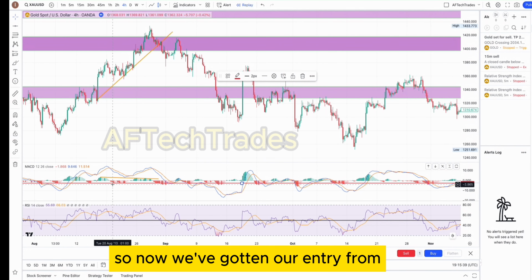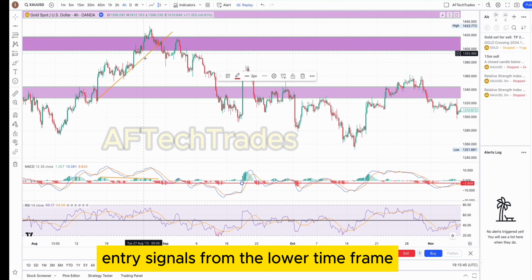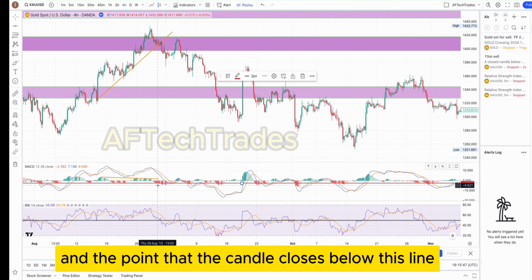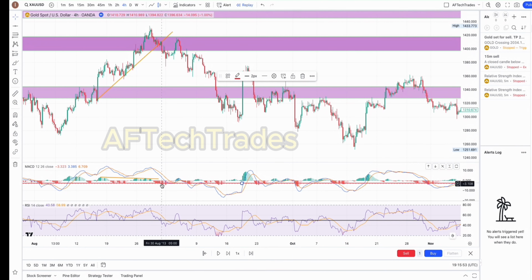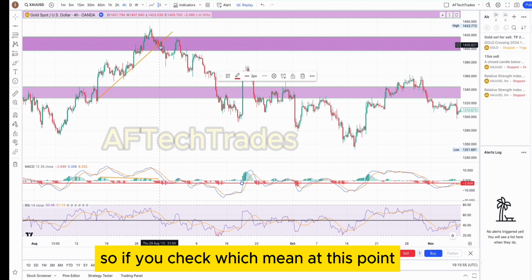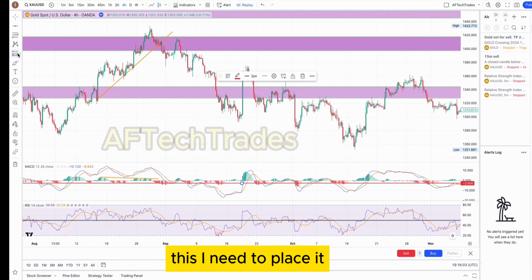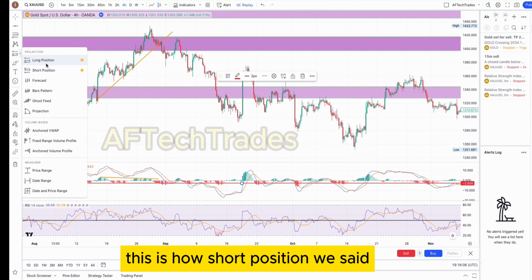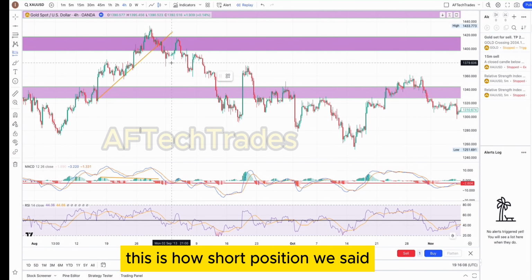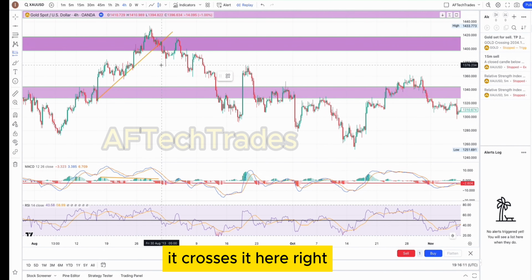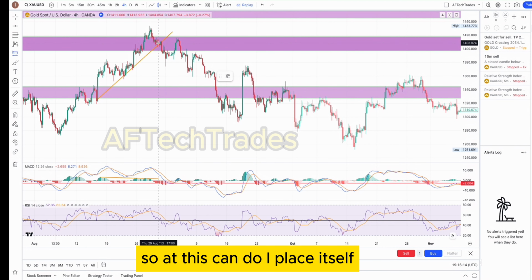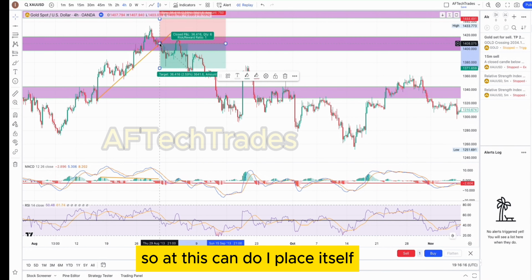So now we've gotten our entry signals from the lower time frame, which is 4 hours, and the point that the candle closes below this line next is this candle here. So if you check, which means at this point I will take my sell. So if I place my sell here, this I need to place it. This is how we short position. We said it crosses it here, right? So at this candle, I place a sell.